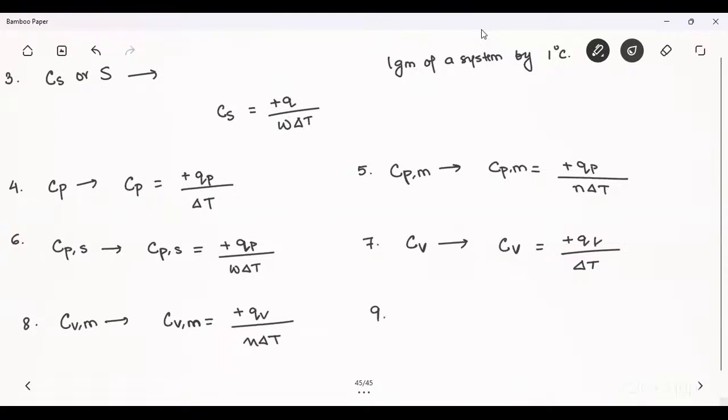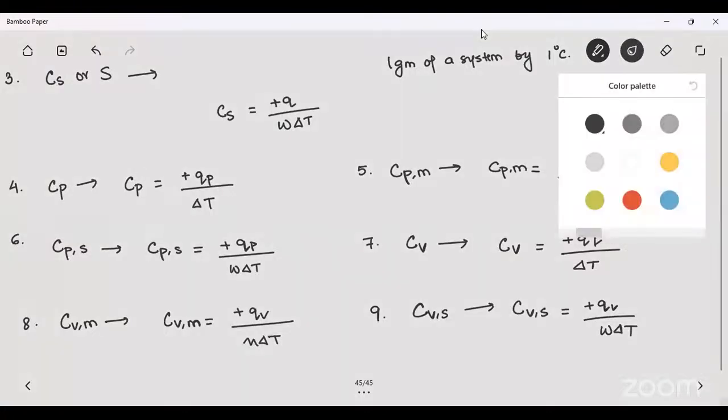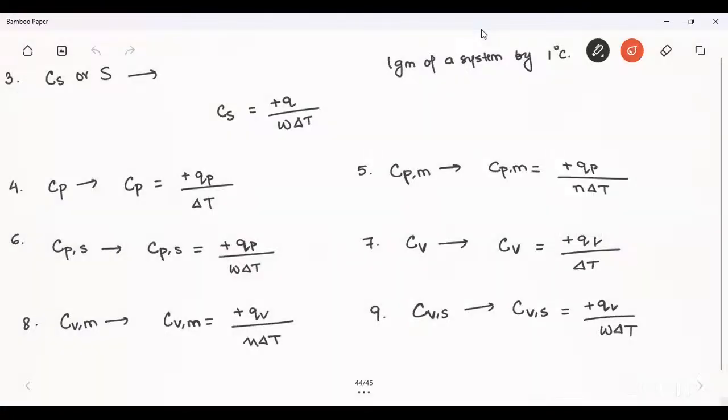And this is CVS. It is specific heat capacity at a constant volume. So CVS is written as plus QV divided by W del T. I know these are a lot of formulas. Initially, you will be getting confused, thinking what is this, what is that, but with time, you will understand.